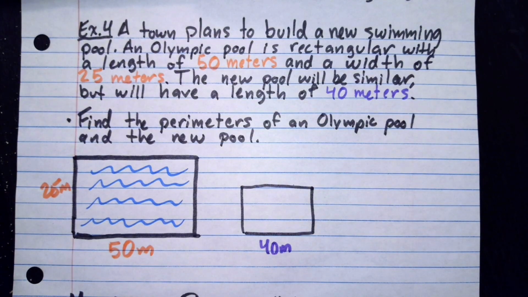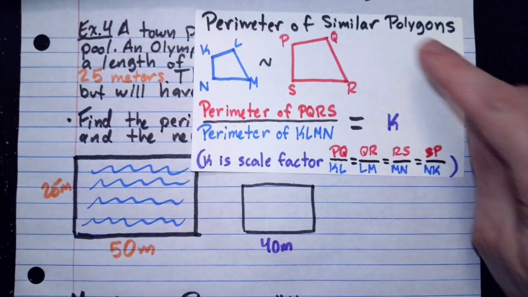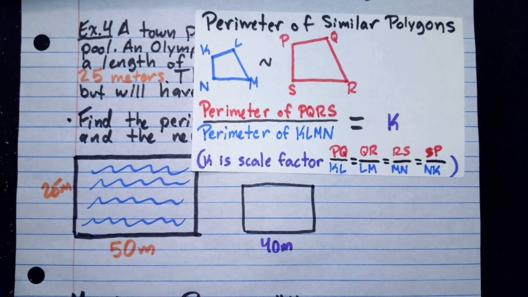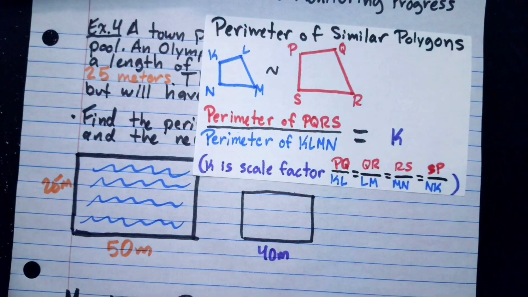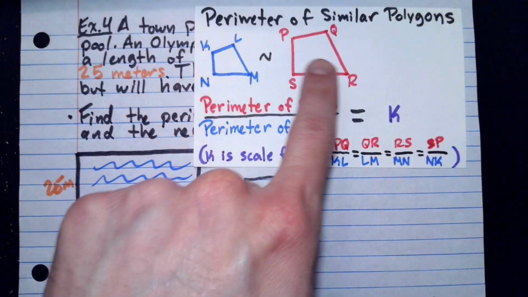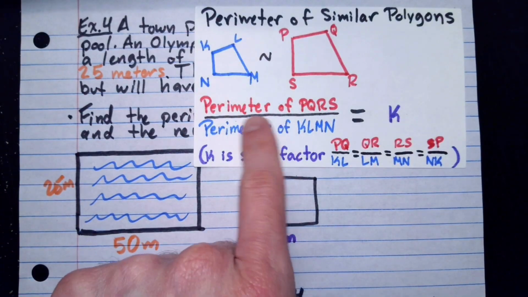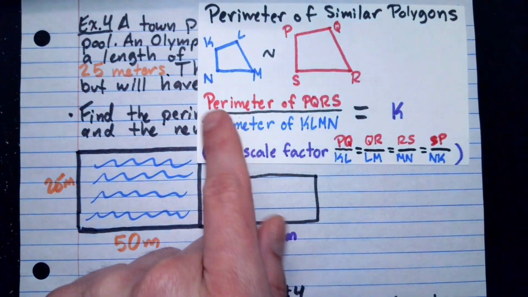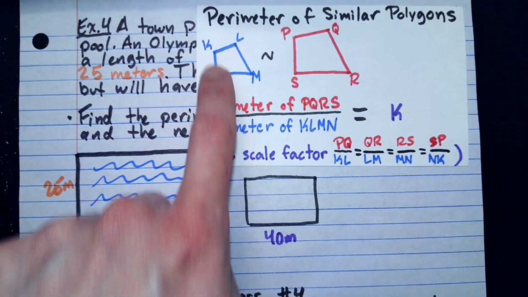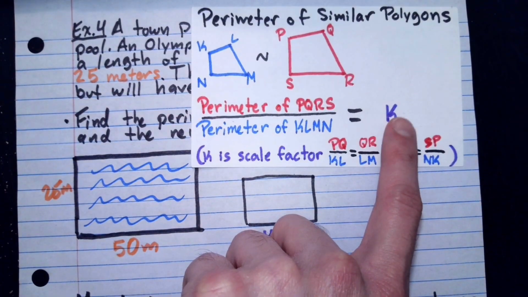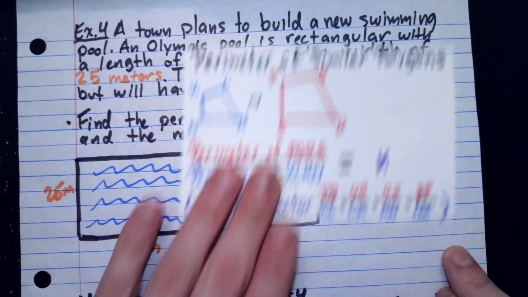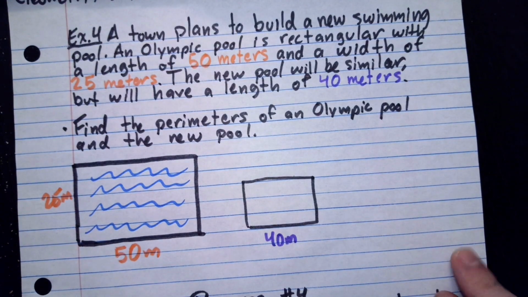So the theorem we're going to be using is this one right here. It's the perimeter of similar polygons. This is basically saying that if I have two similar figures, that's what that little sign right there means, then if I take the perimeter of this one and divide it by the perimeter of this one, that should actually be equal to the scale factor.